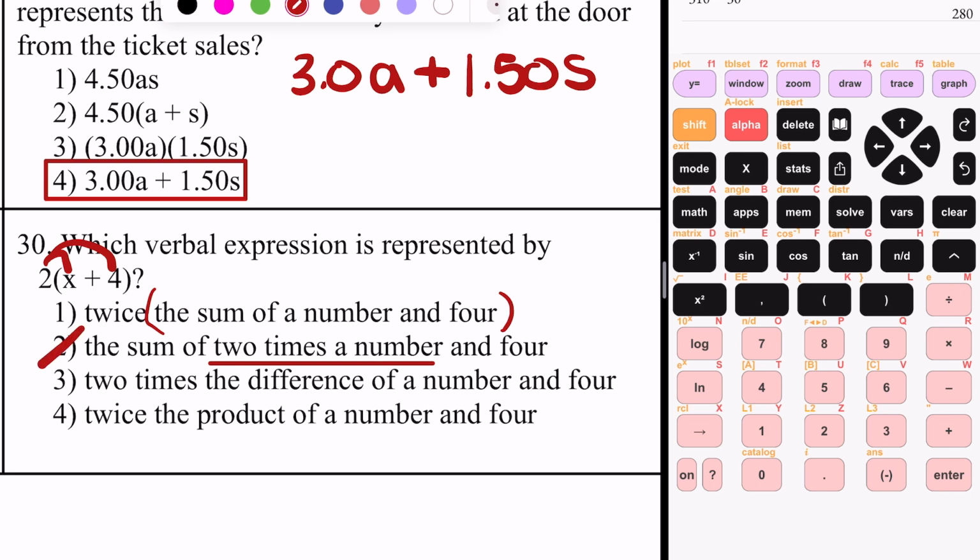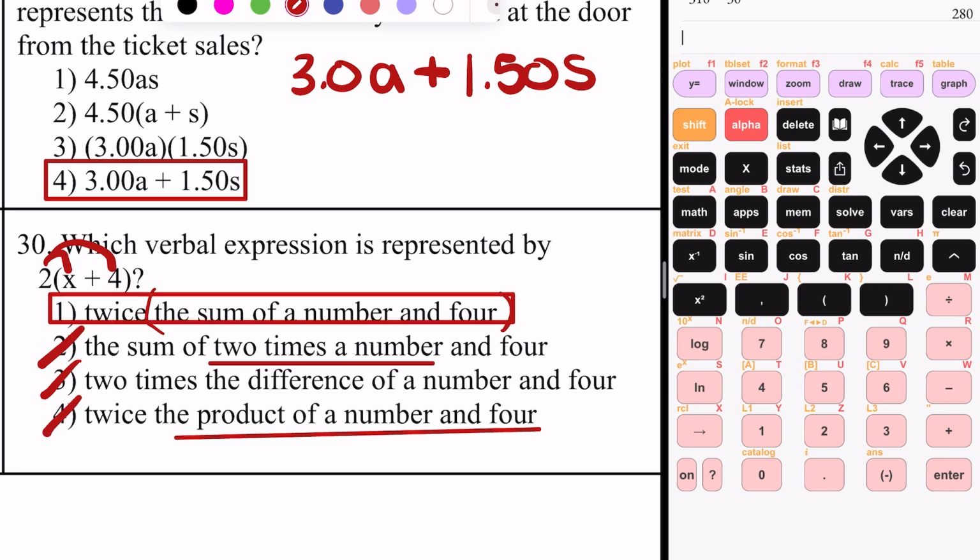So that's no good. Choice 3 says the difference. Nah, there's no subtraction here. And choice 4 says twice the product of a number and 4. Product means you would be multiplying a number and 4. We're not multiplying a number and 4. 4 is no good. So our answer is choice 1.